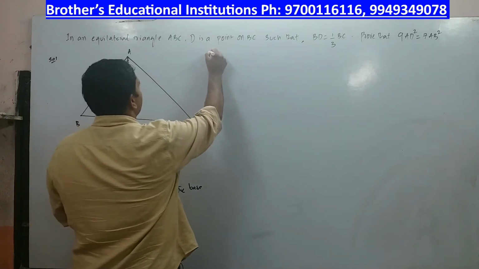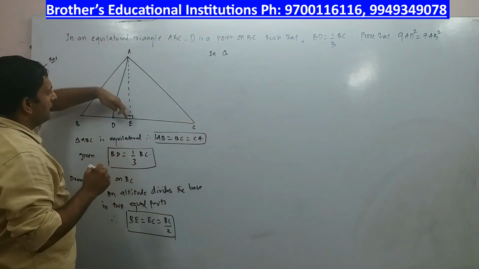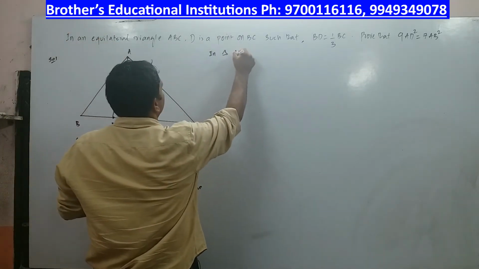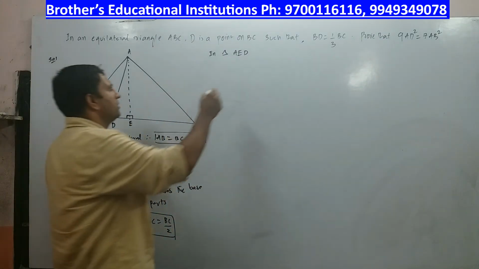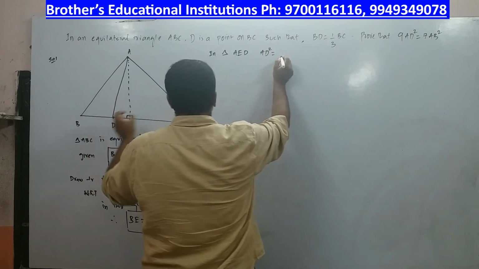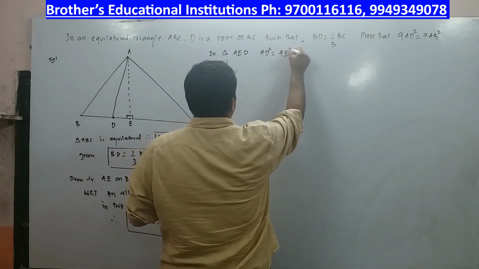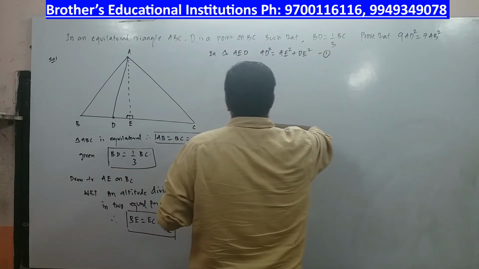Now what I am going to do? I am going to consider in triangle AED. In triangle AED, the square on the hypotenuse AD square is equal to AE square plus DE square. I will call this as equation 1.